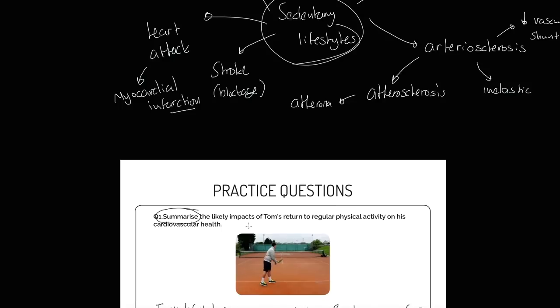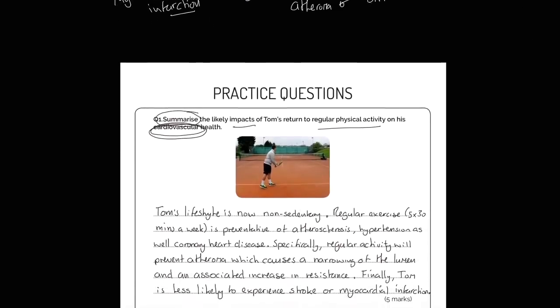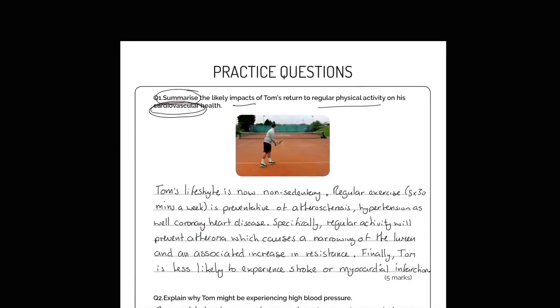So let's have a look at this. We're looking at the impact of Tom's return to regular physical activity, so now not a sedentary lifestyle, on his cardiovascular health. So we're only interested in cardiovascular health. Tom's lifestyle is now non-sedentary. What does that mean? It means it's active. We'd probably get a mark for that. Regular exercise, and look, I've put 5 times 30 minutes a week. Would it get me a mark? Who knows? But I know it, so it's going in my answer.